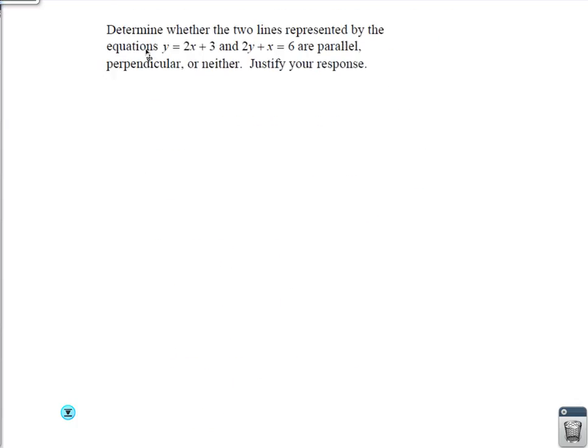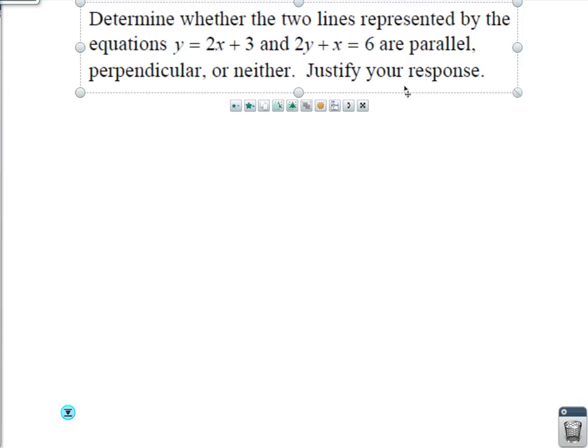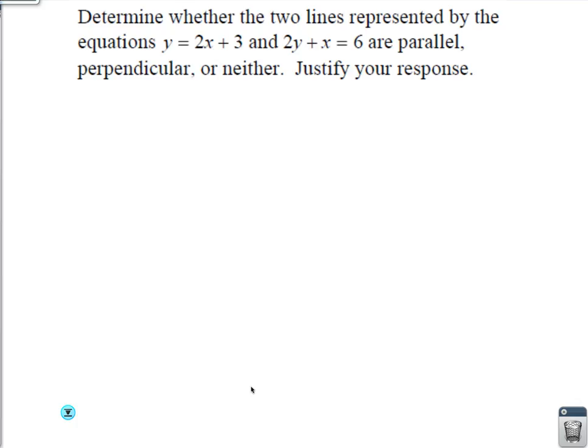The problem says determine whether the two lines represented by these equations are parallel, perpendicular, or neither. Justify your response. Your two lines are y equals 2x plus 3, and in the second one, notice I can't just look at that and get my slope. Help me out, Riley. I need to get y by itself here. What's the first thing you move? Any term. If you can move a full term over to the other side, move the term over first. So we're moving plus x, and as I move it over, what does it become? Good. Minus x, and that's positive 6.